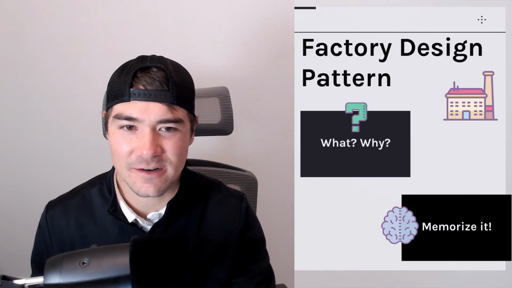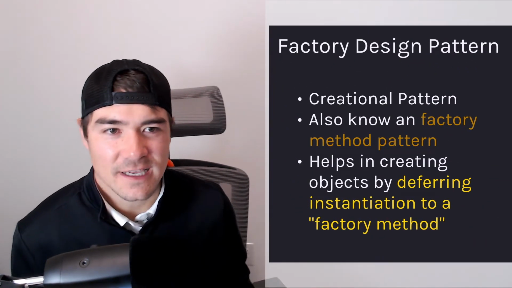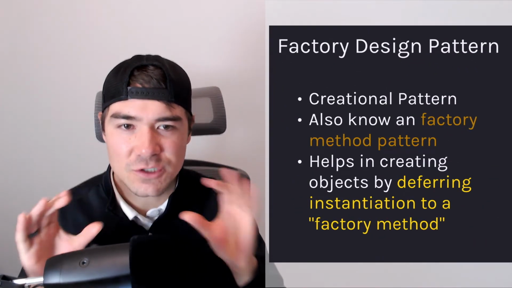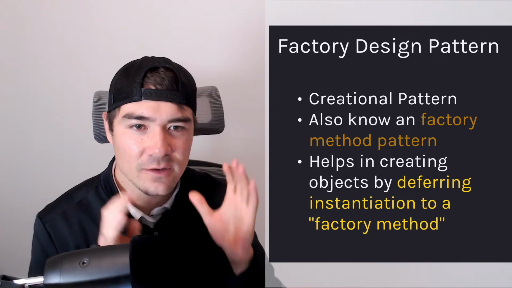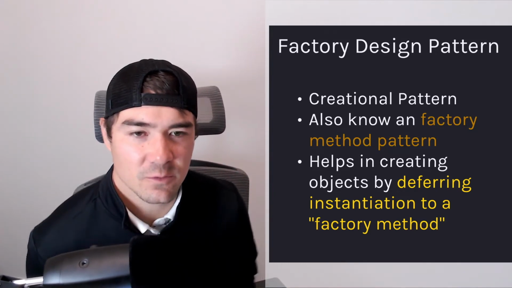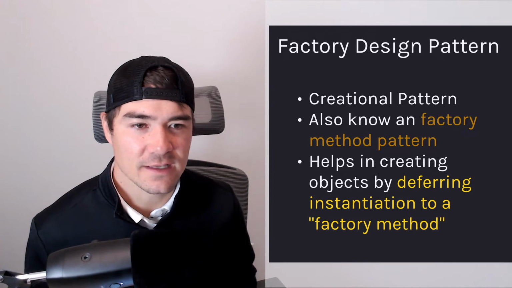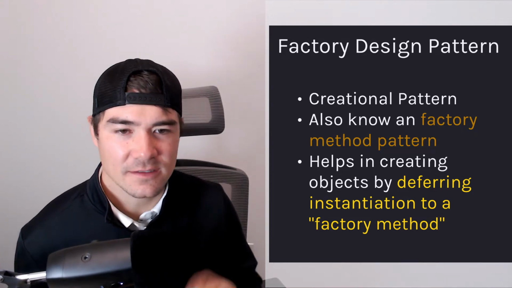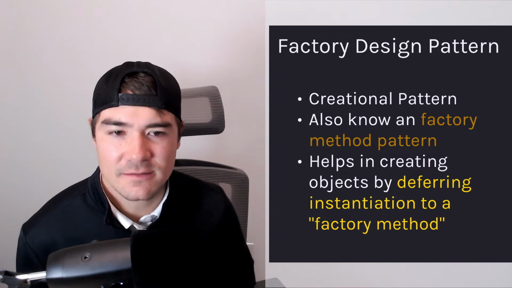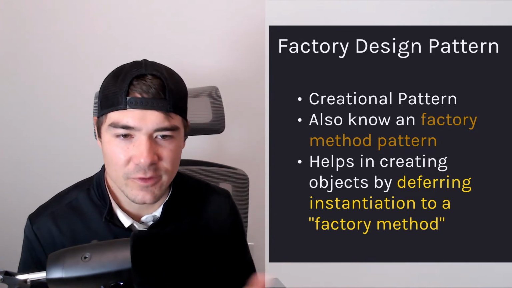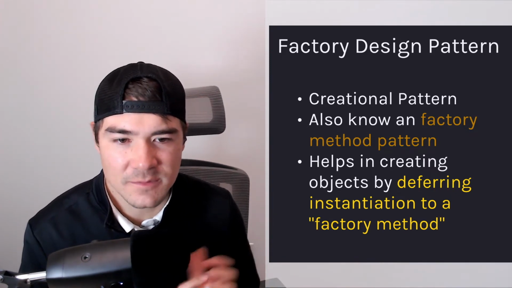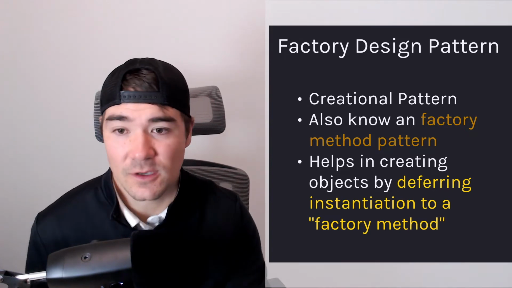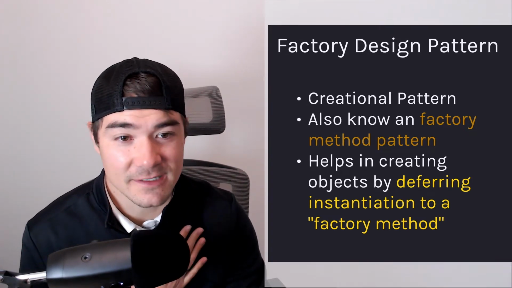So let's get started. Okay, so the factory design pattern is under the creational design patterns. There are different categories, and this one is for creating objects, if you can remember that. It's also known as the factory method pattern, so those are synonymous terms. It helps in creating objects by deferring the creation or instantiation of the object to a factory method. So let's get into an example, because that probably doesn't make sense.